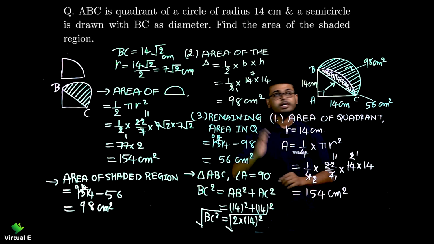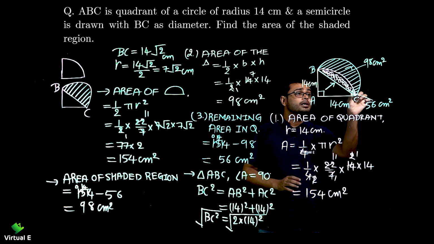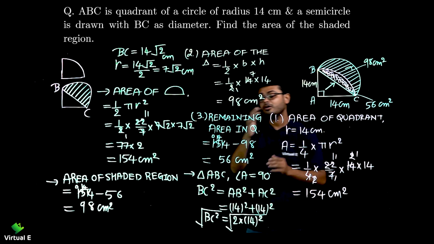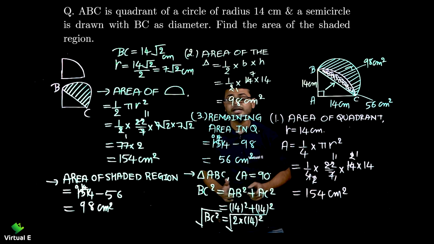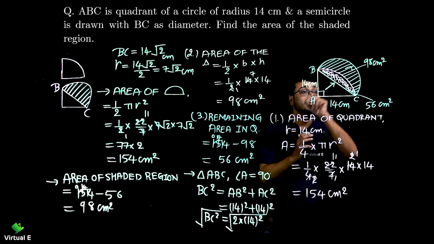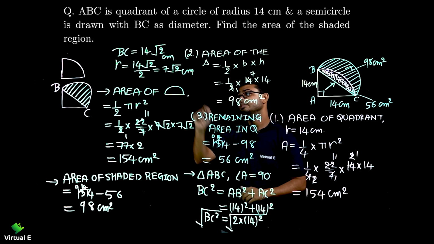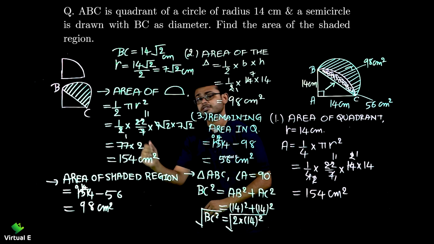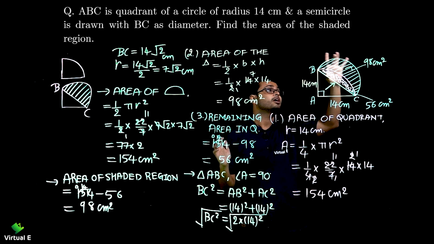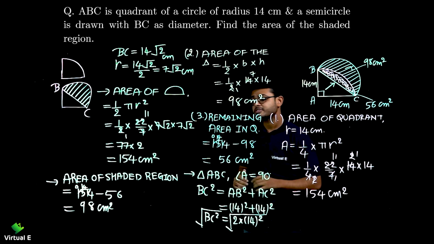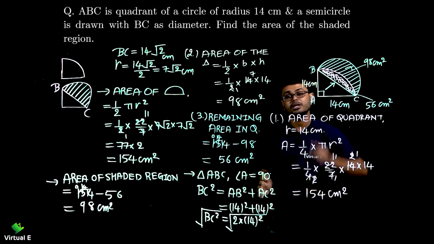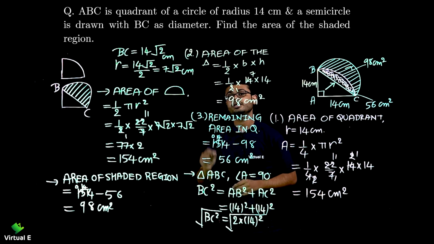Afterwards, what we need to do? This remaining part needs to be cut from the semicircle. Remember, right? So we need to have the area of the semicircle, but we do not have the radius. So can we find it with the help of Pythagoras theorem? Yes, so with the help of Pythagoras theorem, we find the value of the radius. Afterwards, we can get the area of this semicircle. From the semicircle, we need to subtract this remaining area. Then only we will get the area of the shaded region.